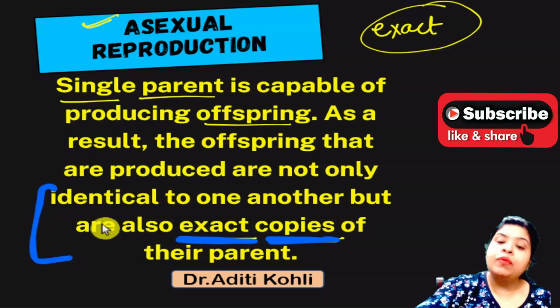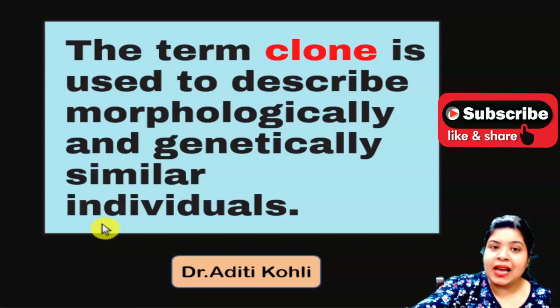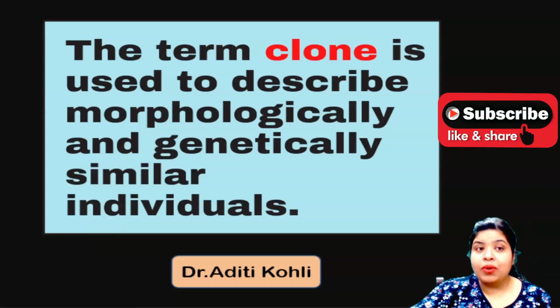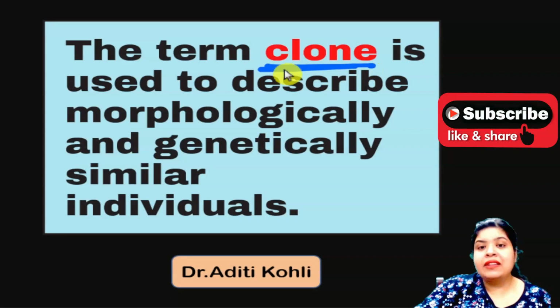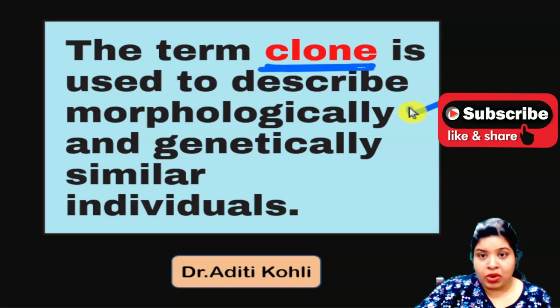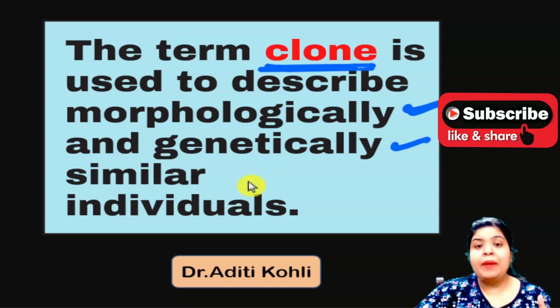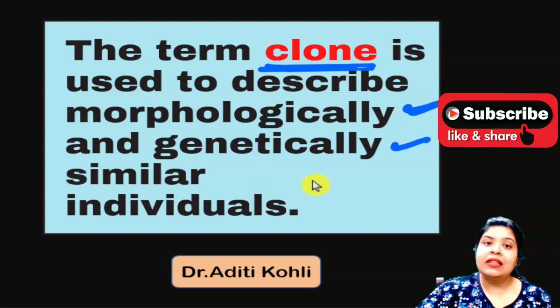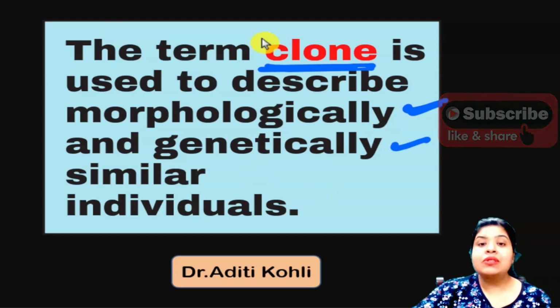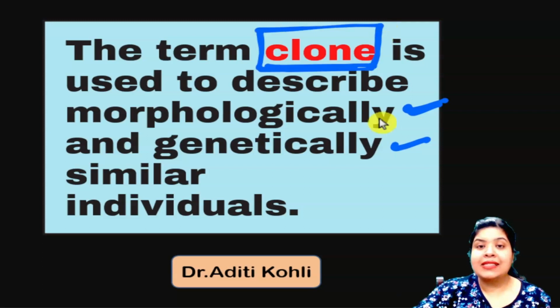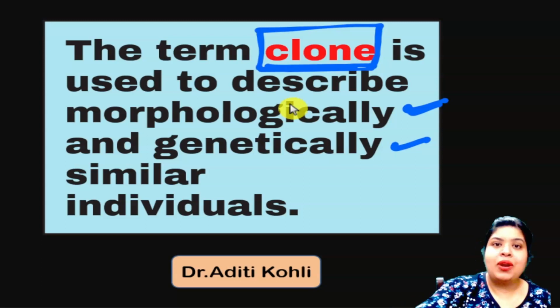What do we call these exact copies? The term is clone. So these offspring are called clones. The term clone is used to describe individuals which are morphologically and genetically similar. Morphologically in appearance they would be the same, and also genetically they would be identical. Such individuals are defined as clones, and these are produced in asexual reproduction.